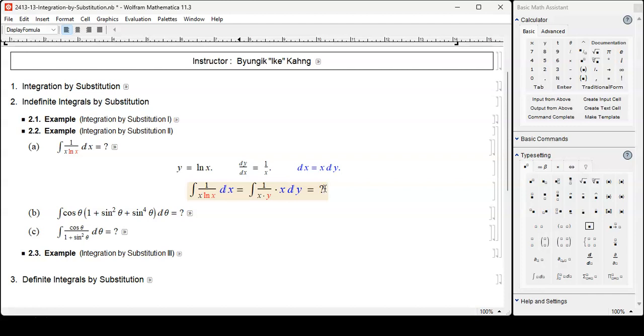And then do you see cancellation? This x and that x go out. Consequently, we get the integral of 1 over y dy. So this integral is log of y plus c, and therefore this is log of log of x plus c. Remember, this y is log of x. So we have log of log of x plus c.